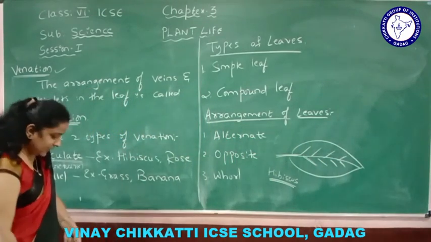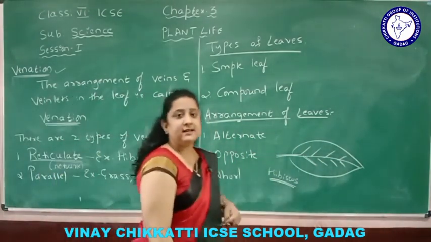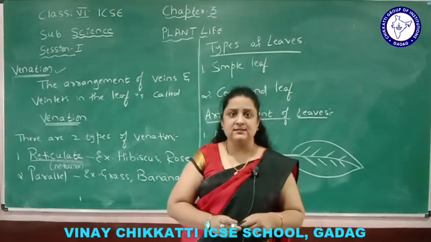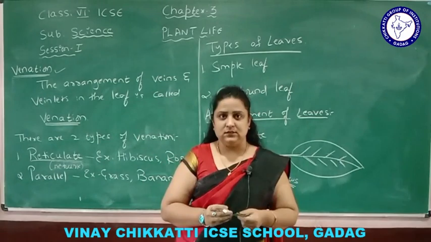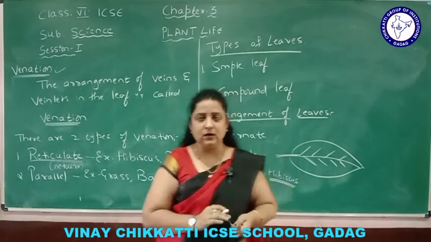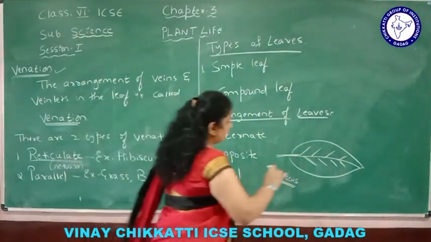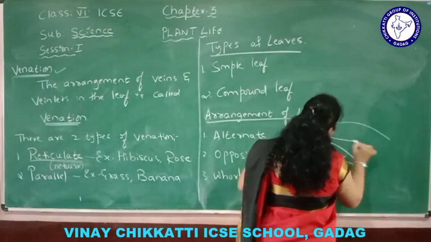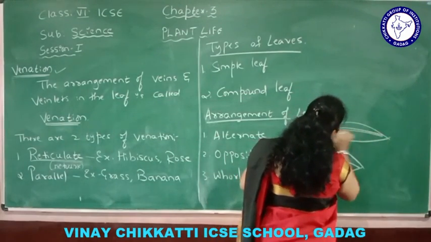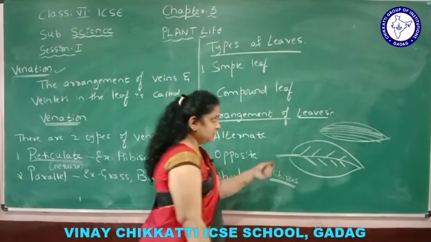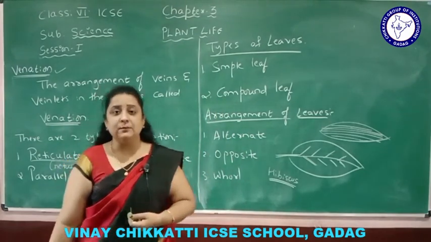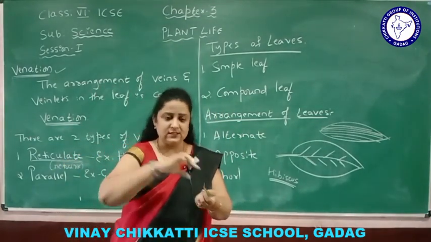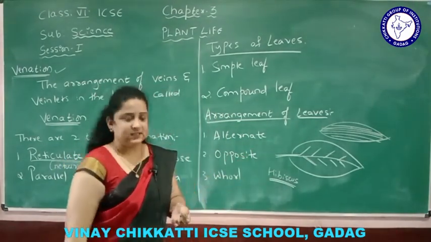Number 2, parallel venation. As the name indicates, parallel. You have studied in mathematics, right? What are parallel lines? The two lines which do not meet each other, they run parallelly. They are called parallel. For example, if you see the leaf, this type of arrangement of veins is called parallel venation. The most common example of parallel venation you can find in banana, the leaves of banana. If you see in that, they have parallel venation.